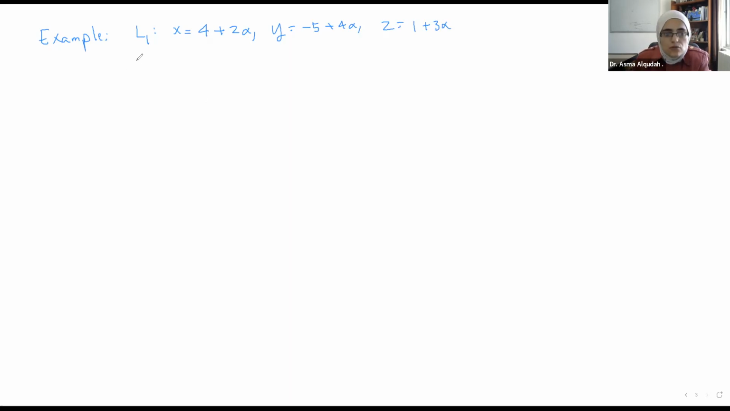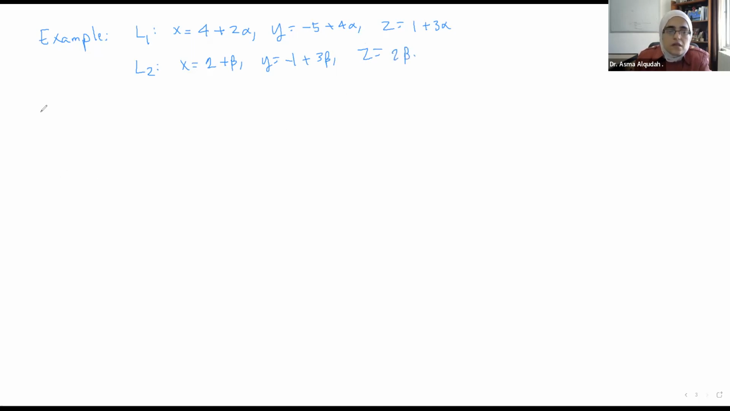Now for L2, x is equal to 2 plus beta, y is equal to minus 1 plus 3 beta, and z is equal to 2 beta.